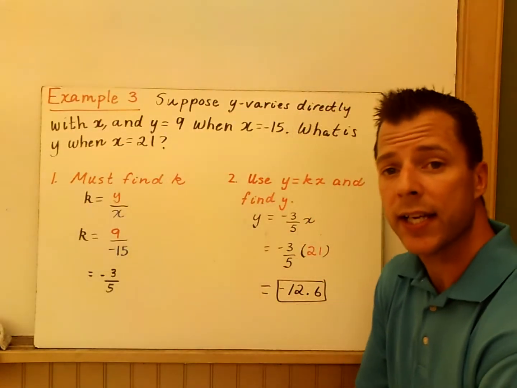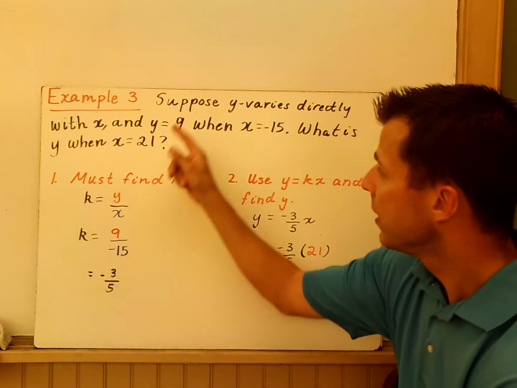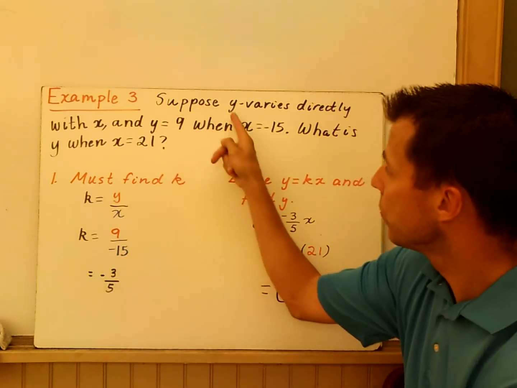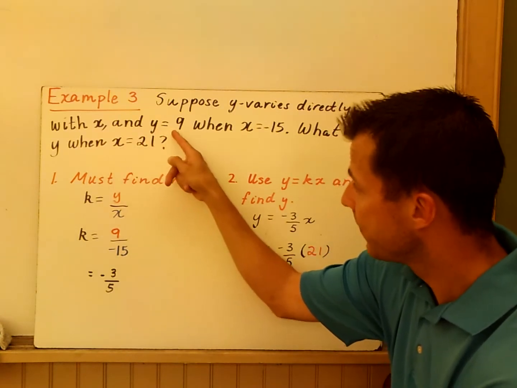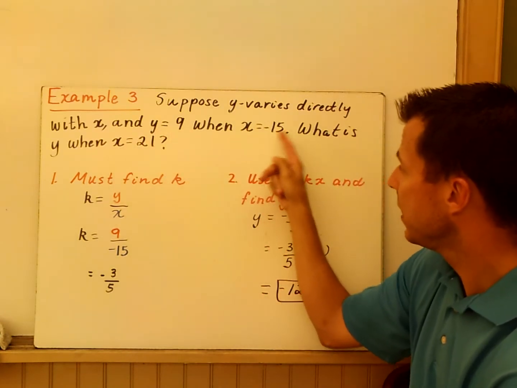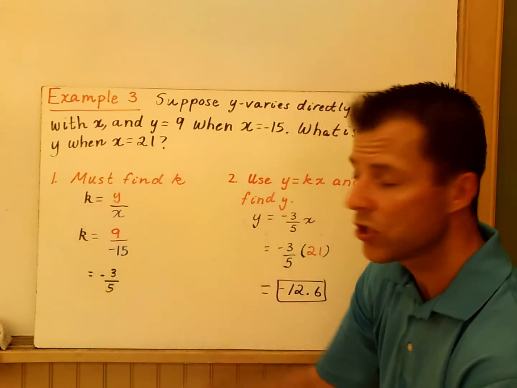Okay, so this is going to take that equation process one step further. Let's say in example 3, suppose y varies directly with x, and y equals 9 when x is negative 15. What is y when x is 21?